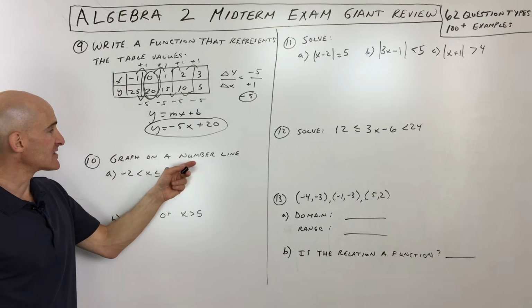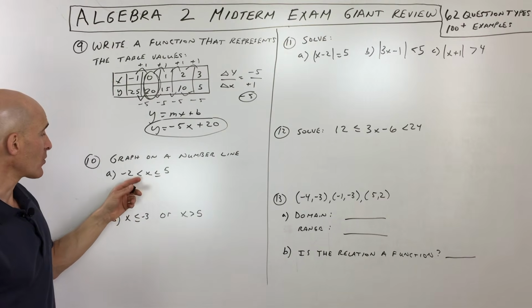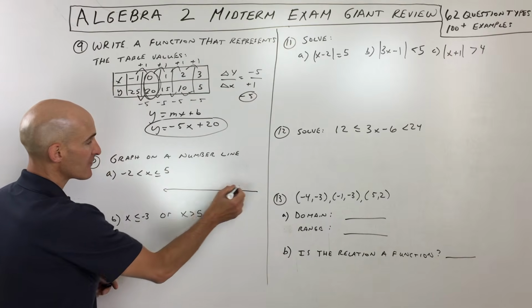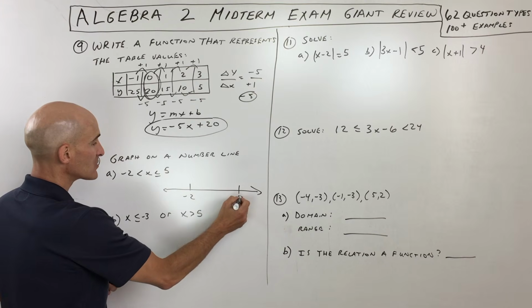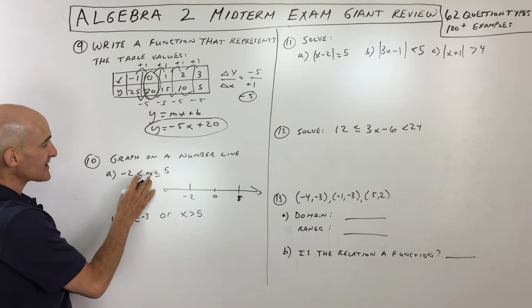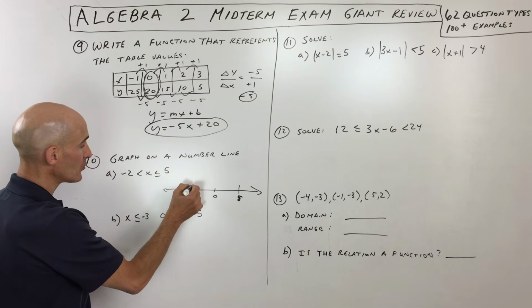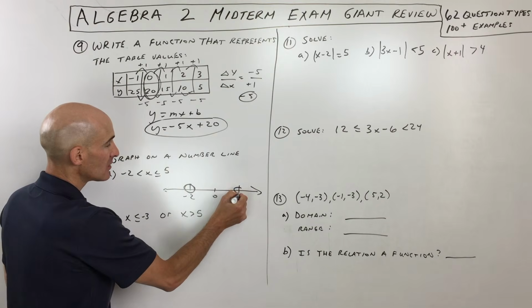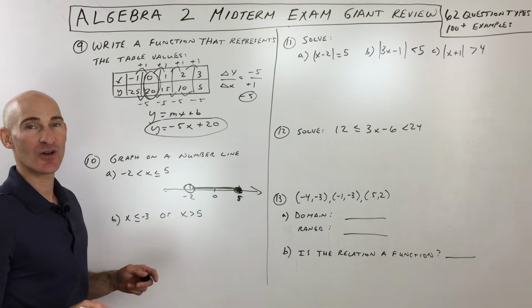Now number 10 says graph on a number line these two inequalities. Let's start with this one first. This is called a compound inequality, and you want to graph this on a number line. You put the smaller number on the left, the larger number on the right. So here's -2, 0 somewhere in the middle, here's +5. You can see that x is sandwiched in between -2 and 5. It's greater than -2, but not equal to, so that's an open circle. And x is less than or equal to 5. Equal to means it includes that point, and you're in between those two values. So you're with me?